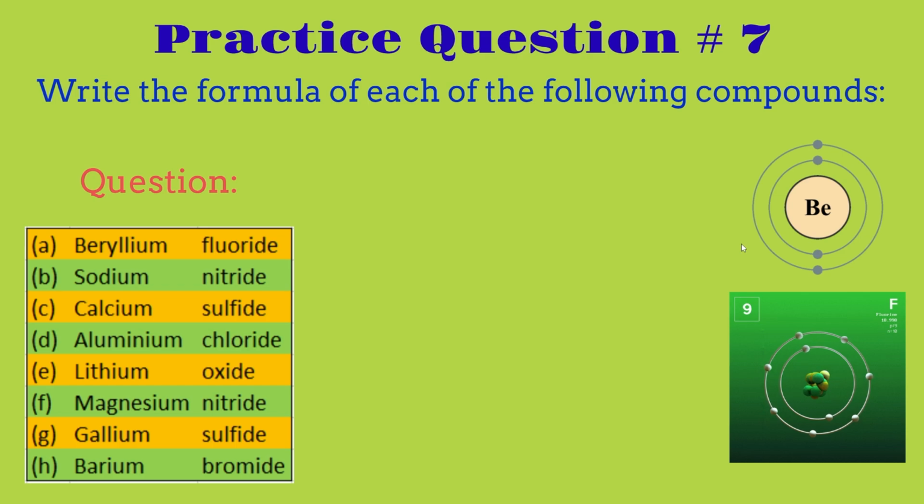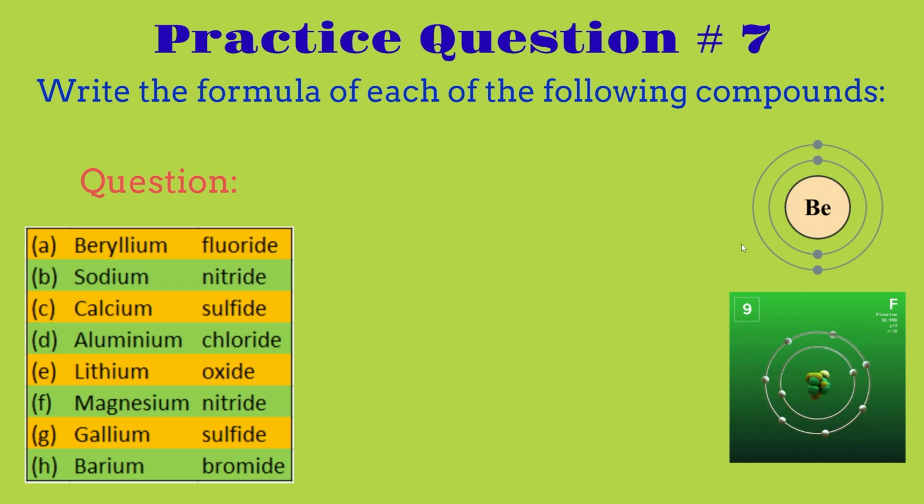On the left here, we have a few different compounds, and all we need to do is just write the formula for them. I'm only going to explain maybe the first one or the first two, and after that you can try them all out for yourself, and I'll show the answer so you can see if you're right or wrong. For the first one, we have beryllium fluoride. In order to write the formula, all we need to do is know the outer shell of both of these atoms.